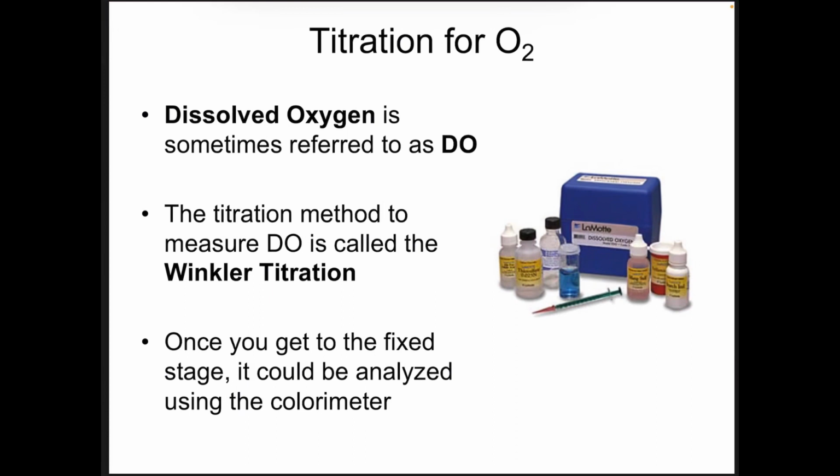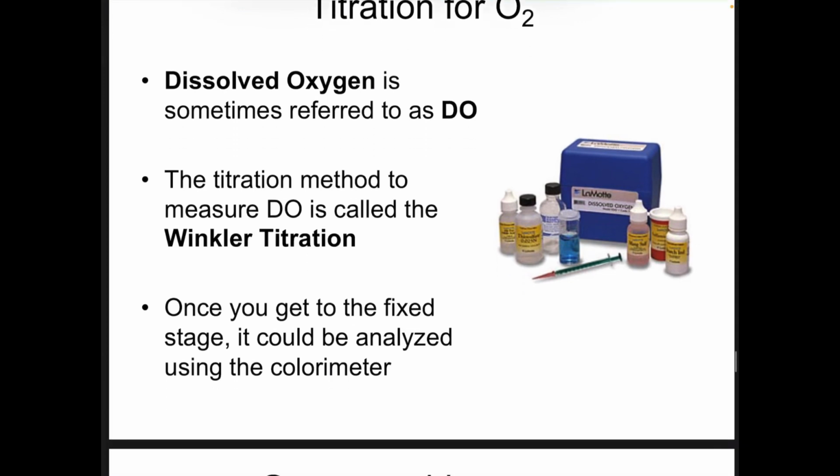Titration for oxygen. Dissolved oxygen is sometimes referred to as DO, meaning the oxygen dissolved in water. The titration method to measure DO is called the Winkler titration. Once you get to the fixed stage, it could be analyzed using a colorimeter.